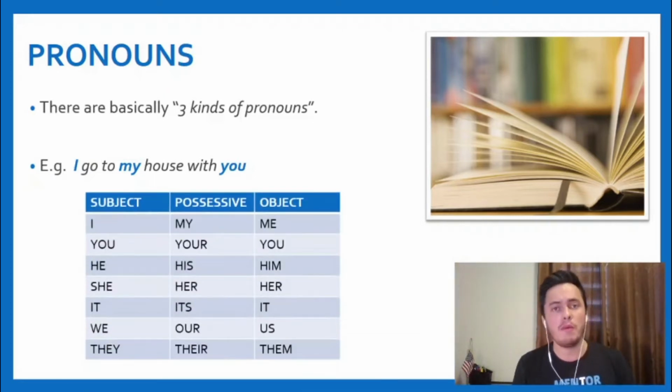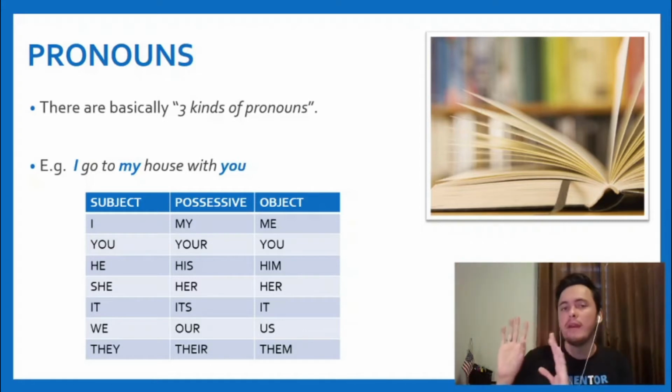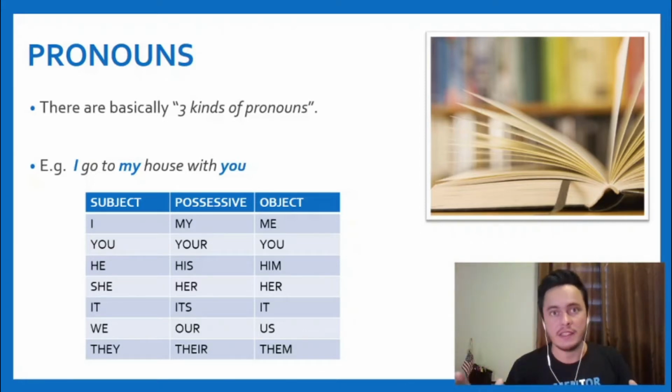So in this table, we can see the subject pronouns. The subjects are always before verbs. They are always conjugating verbs. For example, I study, you study, he or she studies, we study. All right. The possessives are before nouns, before things, before objects. For example, my car, your car, his house, her apartment. Okay? And the object pronouns are usually in the end of the phrase, of the sentence.